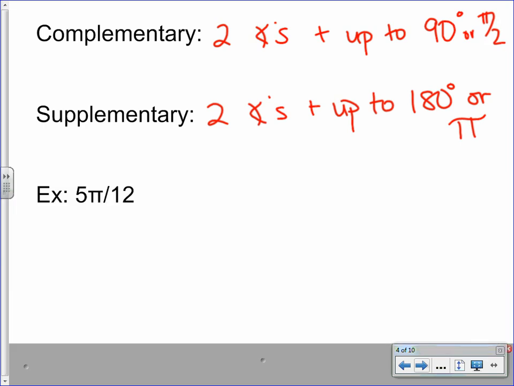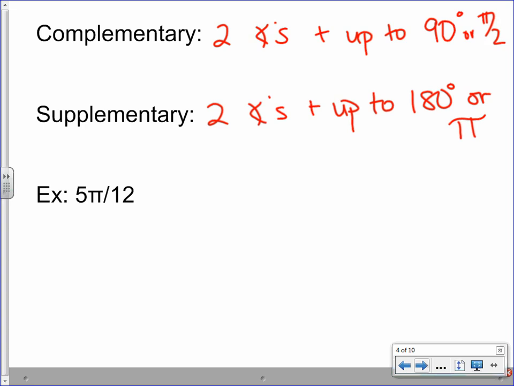So, I am fully confident that you can find complementary and supplementary angles in degrees. I'm not going to go over an example of that. I feel like you can handle that without me doing that. What I would like to do is go through an example of a radian measure. Now, if an angle is over 90 degrees or over pi over 2 radians, can it have a complement? No. Okay? If it's over 90 degrees or pi over 2, we cannot have a complement. We don't have a negative angle to make a complement. So keep that in mind.